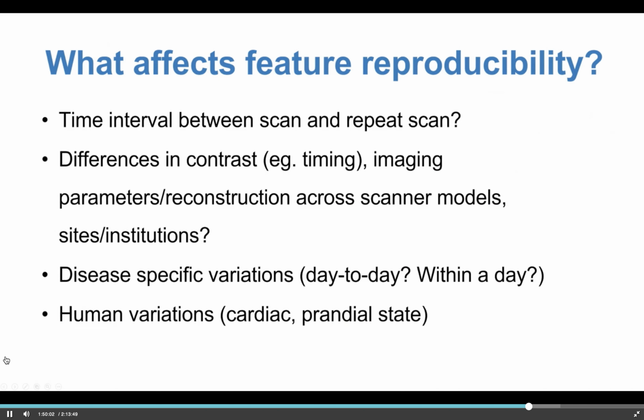The parameters and conditions that affect feature reproducibility can include the time interval between the scan and the repeat scan, the differences in contrast timing, and the imaging parameters and reconstruction across scanner models and institutions. We know that just because we have a liver triphasic protocol at our institution doesn't mean it's going to be exactly the same if we go across the street at Cornell. We may have disease-specific variations that vary with time of day, or variations in human cardiac output or prandial state that could affect reproducibility depending on which organ you're talking about.